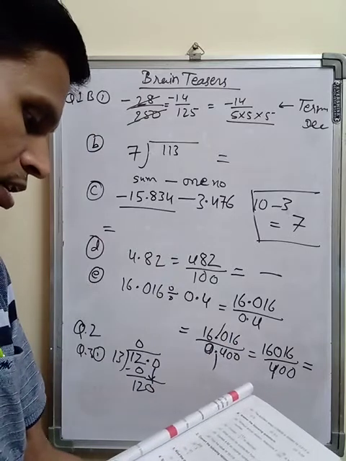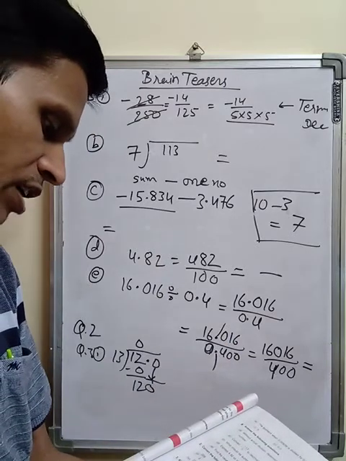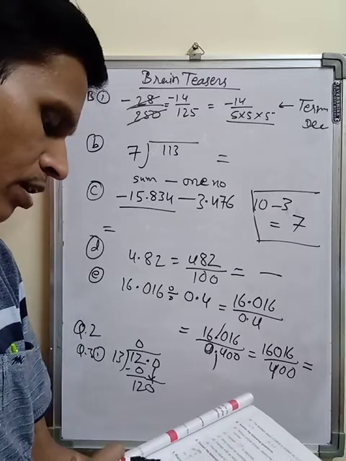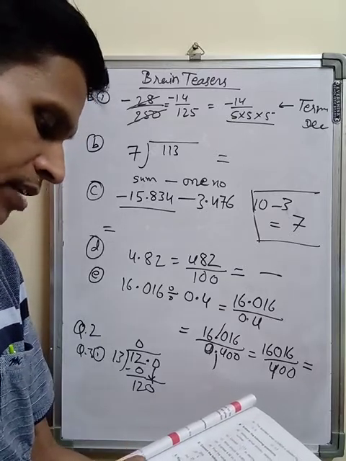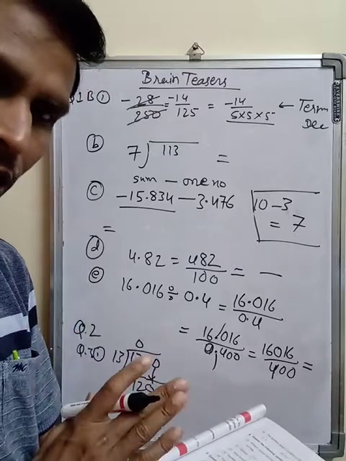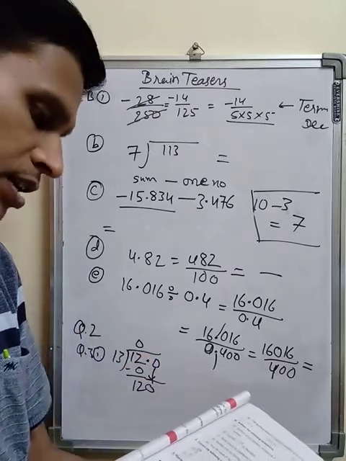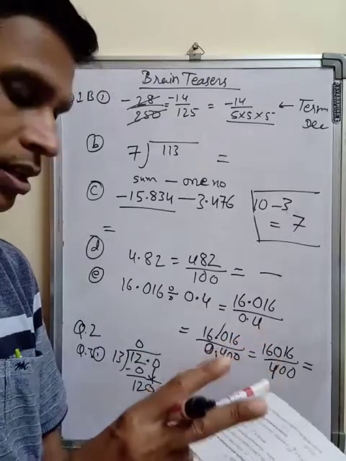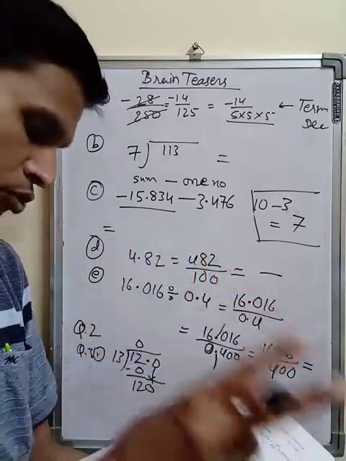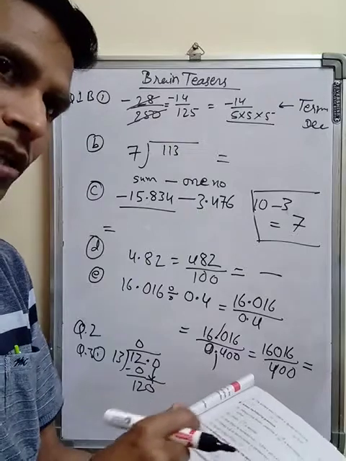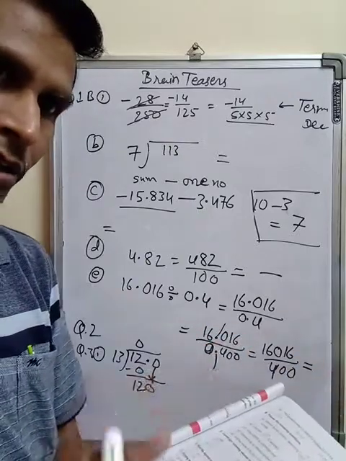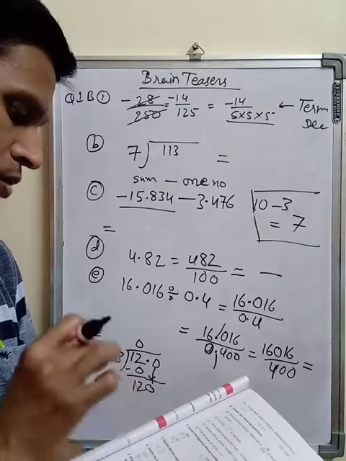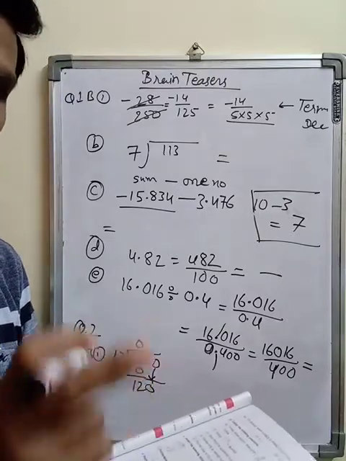For example, in question number 3, first 12 divided by 30: 12 zeros are 0, and here 12 and the decimal, and in this way you will continue. By simple division you will find it, and when a non-terminating repeating decimal comes, then you put a bar. Question number 4, simplify the following expression.